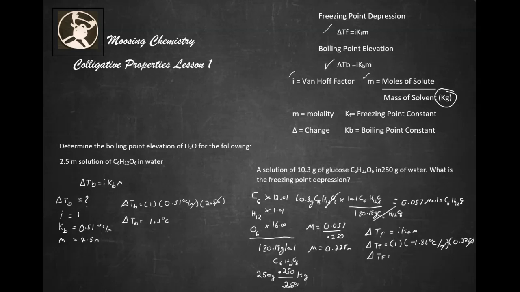And our freezing point depression is going to equal, let me get my calculator. So we've got negative 1.86 times 0.228, and that's going to give me negative 0.42 degrees C.